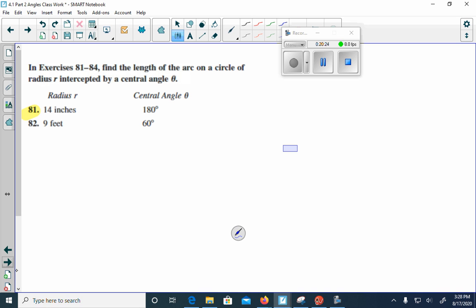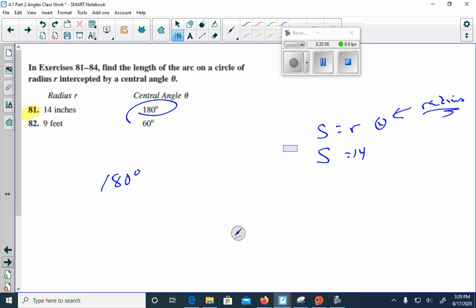Okay, same formula. s equals r times theta. It says find the length of the arc of a circle of radius r intercepted by the central angle theta. So it's giving me my radius of 14. It's telling me that I'm looking for the arc length, which is that s, and theta says 180 degrees. But here's the problem. In order for this to work, this must be in radians, which means I have to take this 180 degrees and change that to radians.